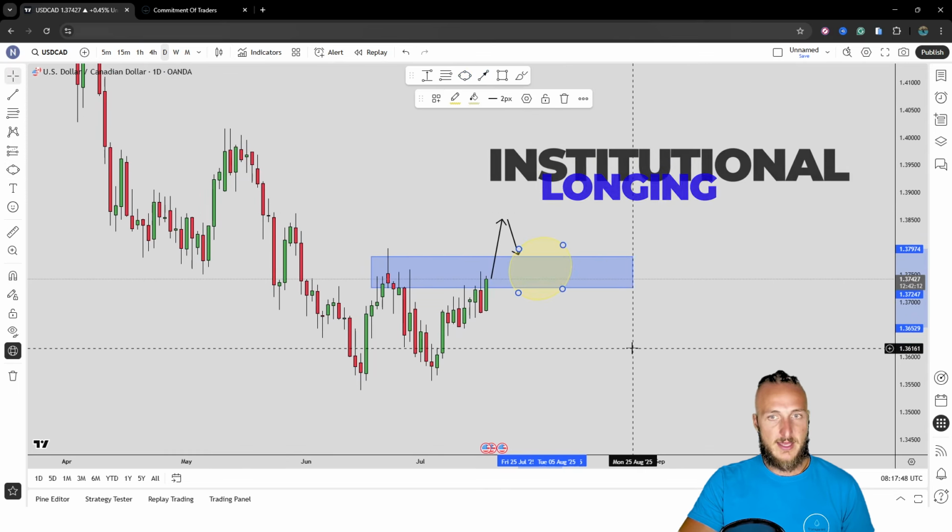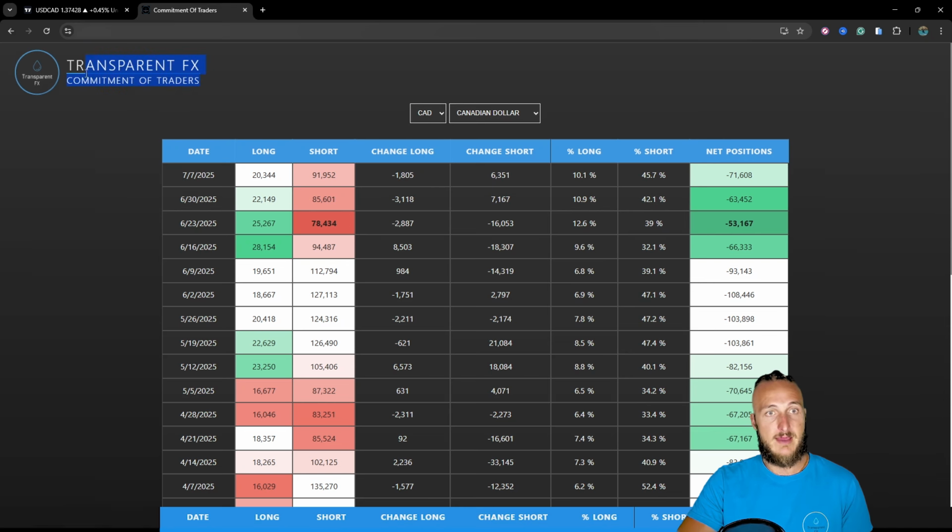And by institutional buying, I mean that if we go and see what we have when it comes to the commitment of traders, we want to see institutions short the CAD. Now, why do we want to see institutions short the CAD? Because on the spot, all currencies are traded against the USD. So if we're looking at the data for the CAD, what we are actually already looking at is CAD USD. But since we are analyzing USD CAD, we simply have to reverse everything, which means that if institutions are shorting the CAD, they are longing USD CAD, obviously. So what we can see here is that net positions went from minus 53.1K to minus 71.6K.